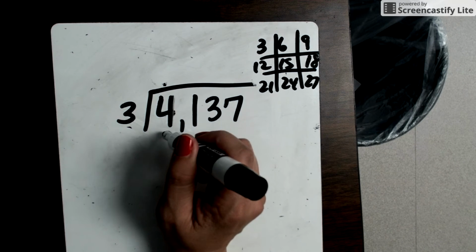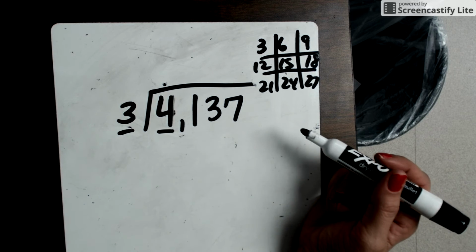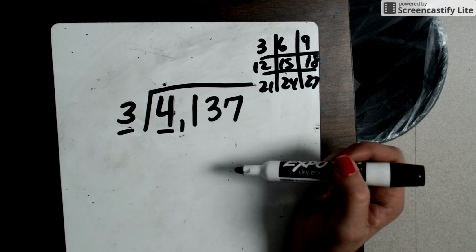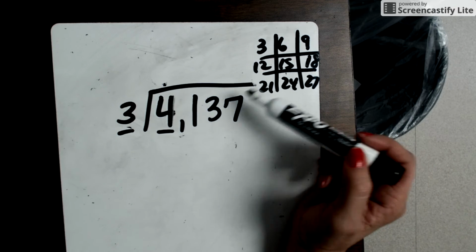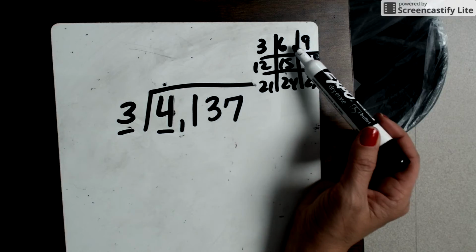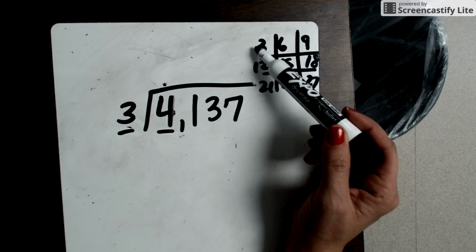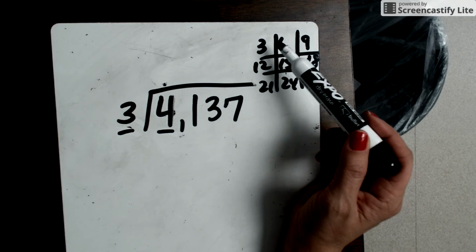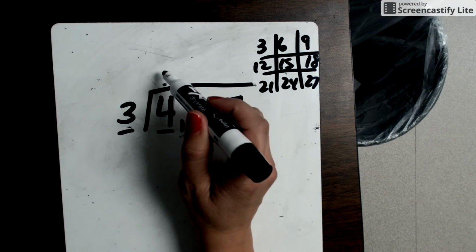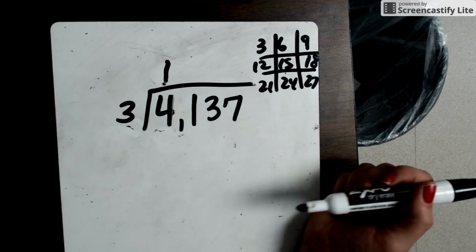The first step is to look at the first digit in the dividend and divide it by the divisor. 4 divided by 3. In other words, how many times can 3 go into 4 without going over? When I look at my multiples of 3, the closest I can get to 4 is the number 3, because if I go to 6, it goes over 4. So 3 is the closest we can get to 4, and that only takes one time of counting by 3 to get there. So I'm going to put a 1. So 4 divided by 3 equals 1.